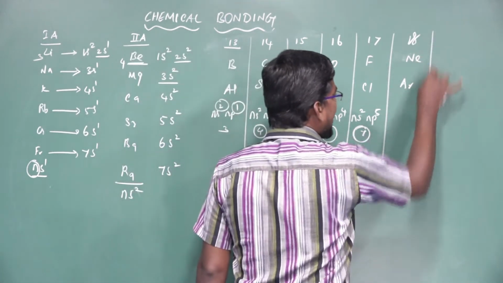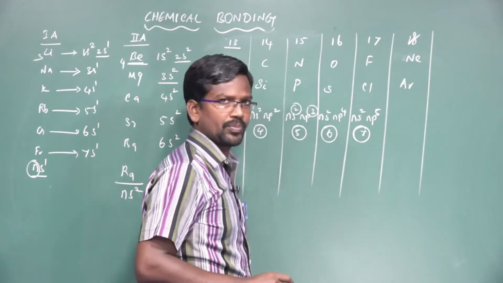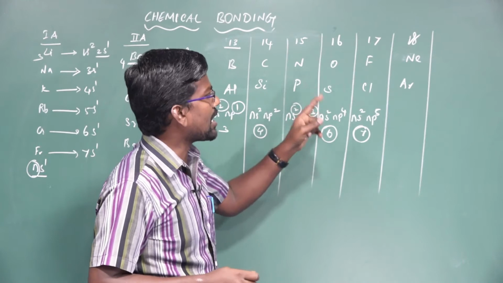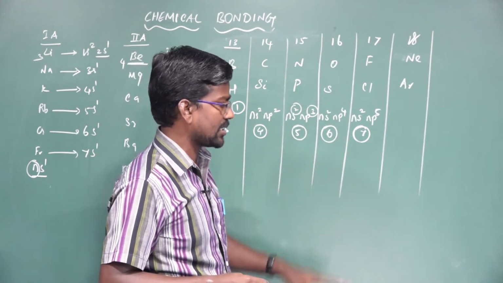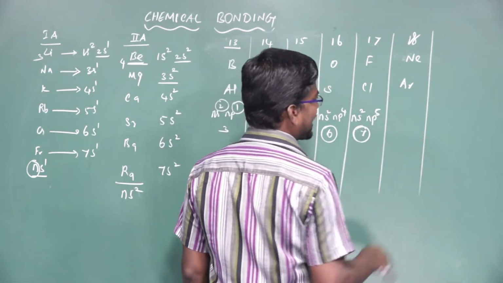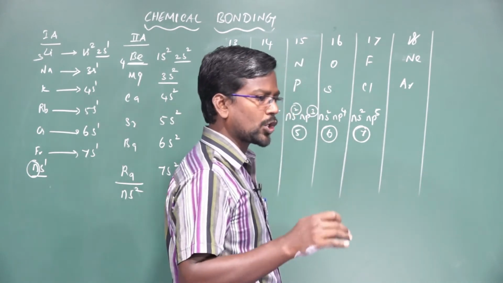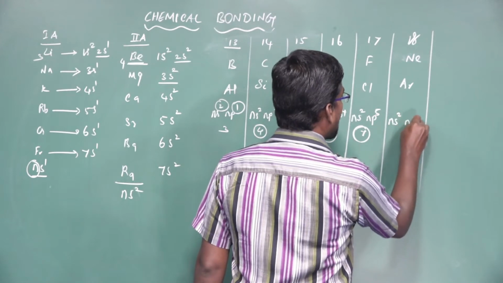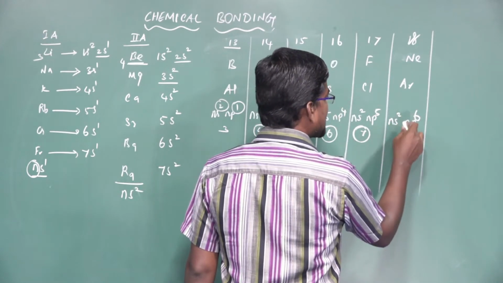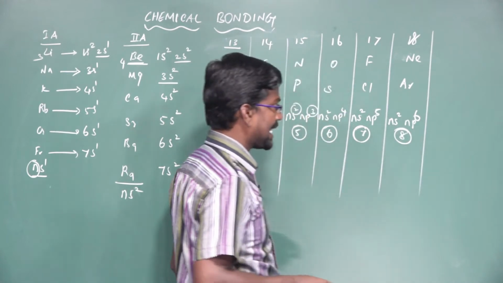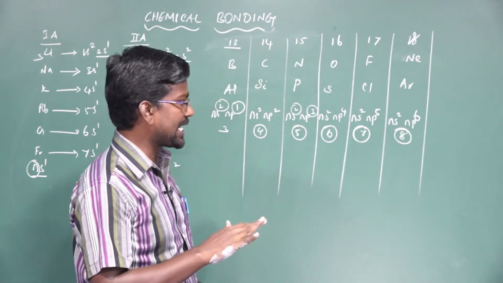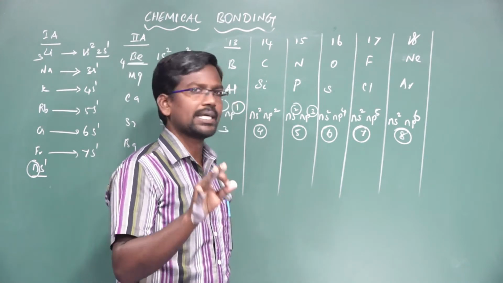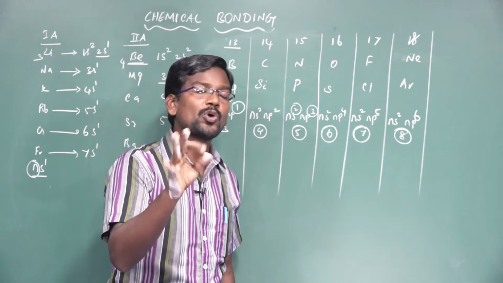Next, the 18th group elements. Except helium, which contains just 2 electrons in the valence cell, the remaining neon, argon, krypton, xenon, radon, oganesson contain 8 electrons in the valence cell, ns2 np6, 2 plus 6 equal to 8. In the inert gases, with completely filled electron configuration, there are no unpaired electrons. That is why these elements show zero valency.